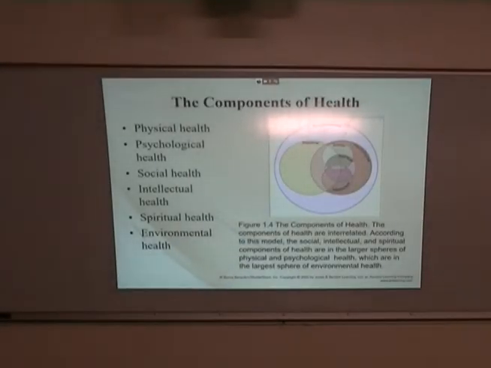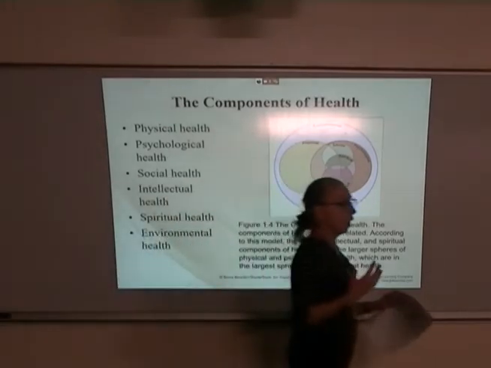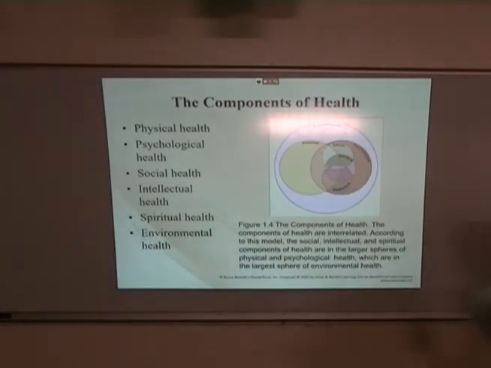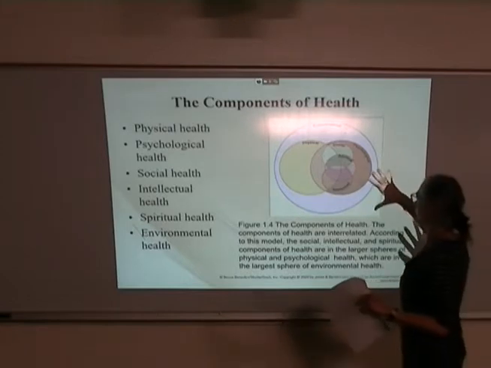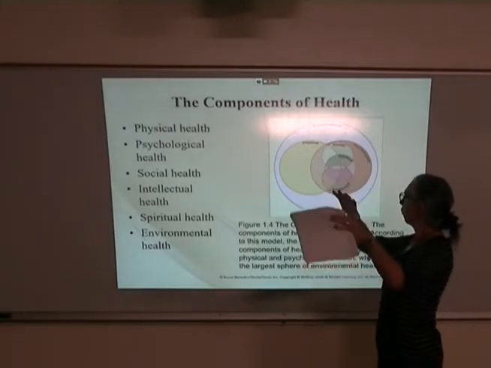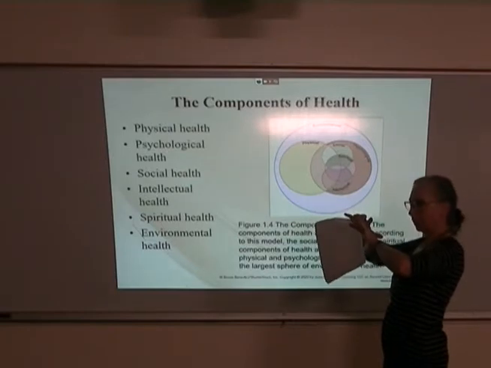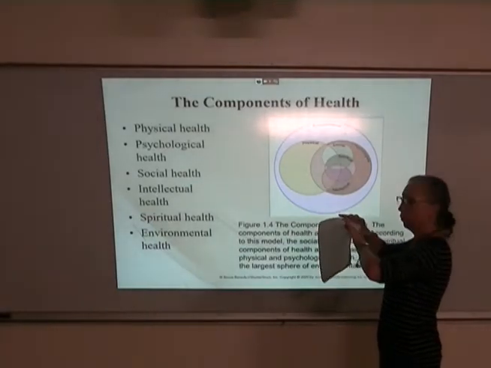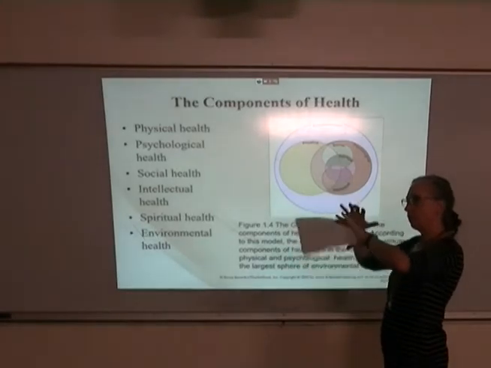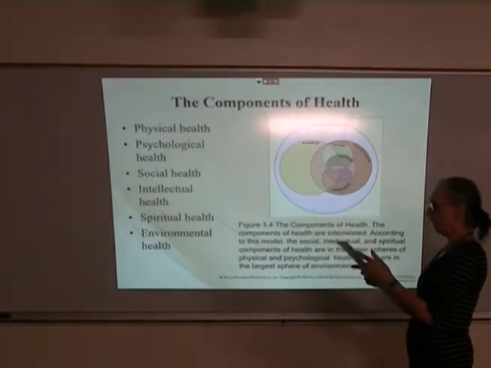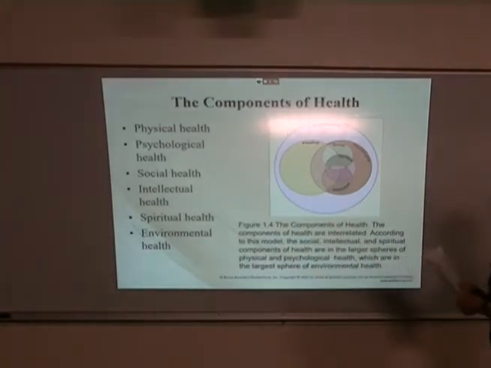So this is the model that is in the book. I like this version actually because they've managed to overlap all the dimensions together to show how important they are and that they interact with each other. So we have physical health, we've got the environment.